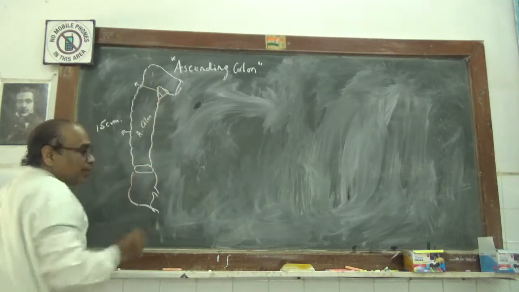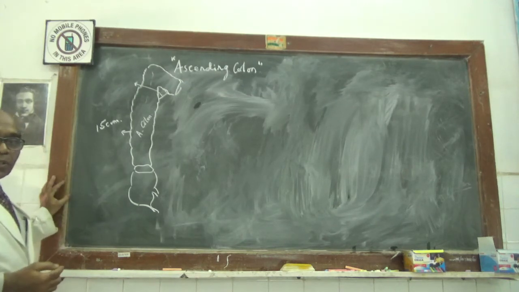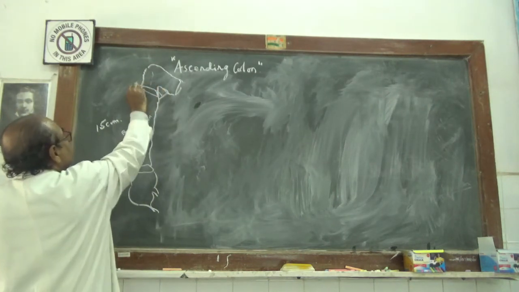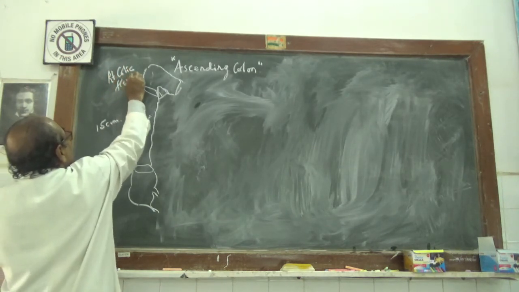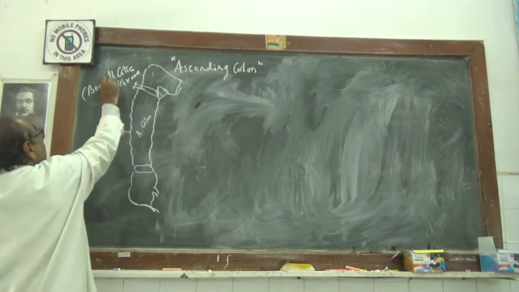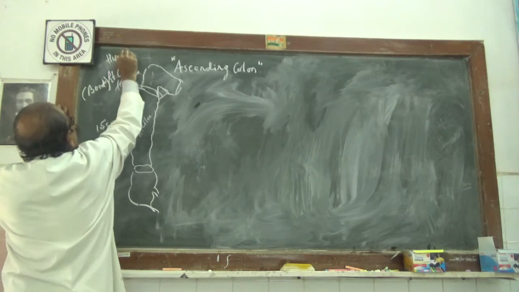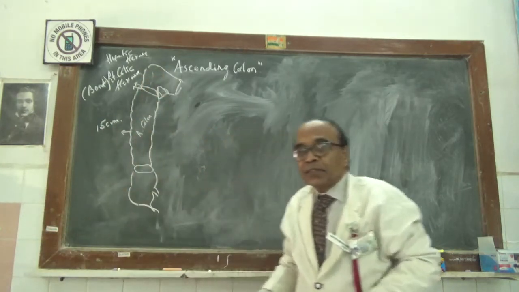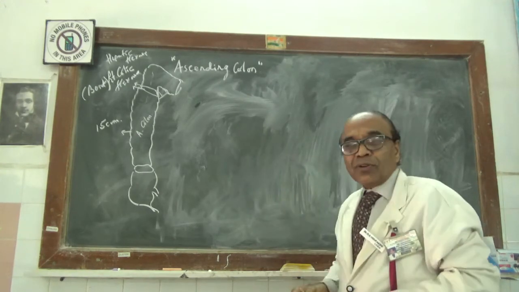But this acuteness is not that acute an angle in comparison with the left colic bend. So the ascending colon will end into the right colic flexure. Flexure means bend. This is also called the hepatic flexure because it is at the level of the under surface of the right lobe of the liver, hence it is called like that.